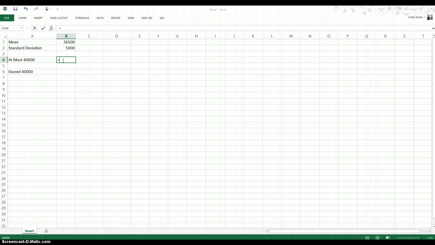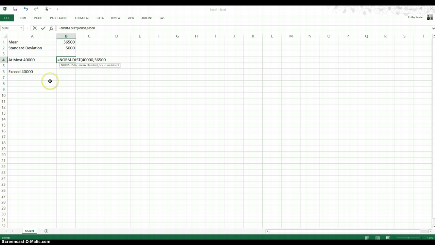So I will enter equals norm.dist for distribution, open up a parenthesis, and then there are 4 inputs that we need to enter. So the first input here, labeled x, is the x value we're interested in. So for us, that's the at most 40,000. So I'm going to enter 40,000 there, comma, and then the mean. Well, the mean was given to us as the 36,500.